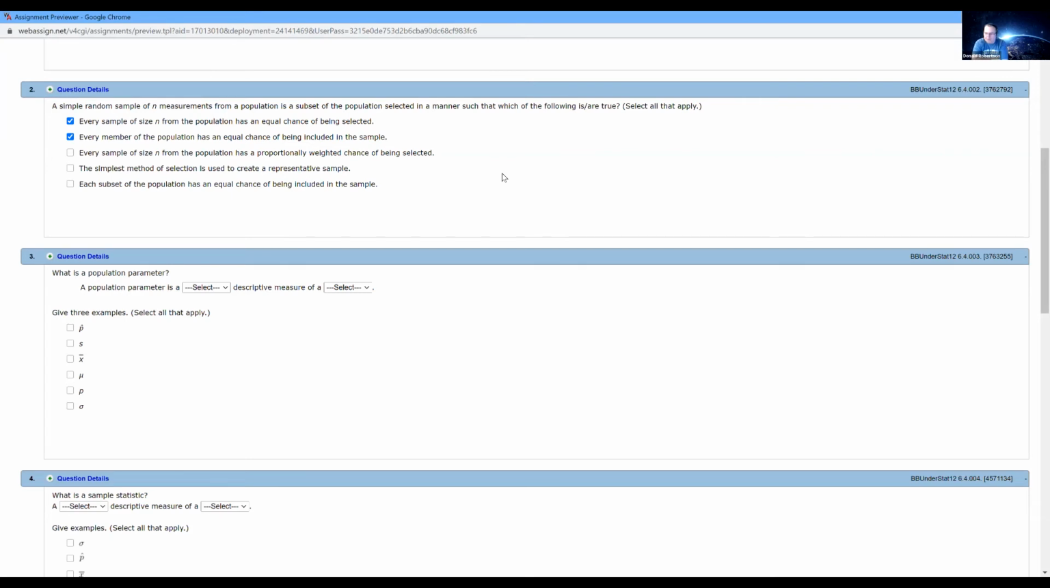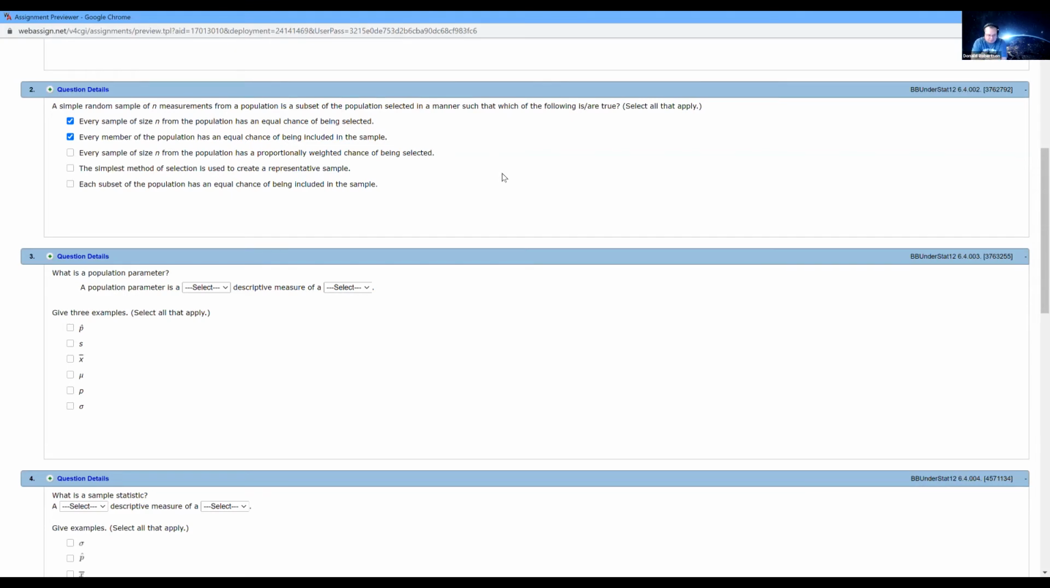Nope. Would you agree the third dot isn't random? Some are more likely to be picked than others, right? And that's not a simple random sample. The simplest method of selection is used in creation. Simple random samples are not easy, so I'm throwing that one out because of that. In fact, isn't getting a simple random sample probably the hardest one to do? It's the best one to do, but practically speaking, it's the hardest one to actually do right.